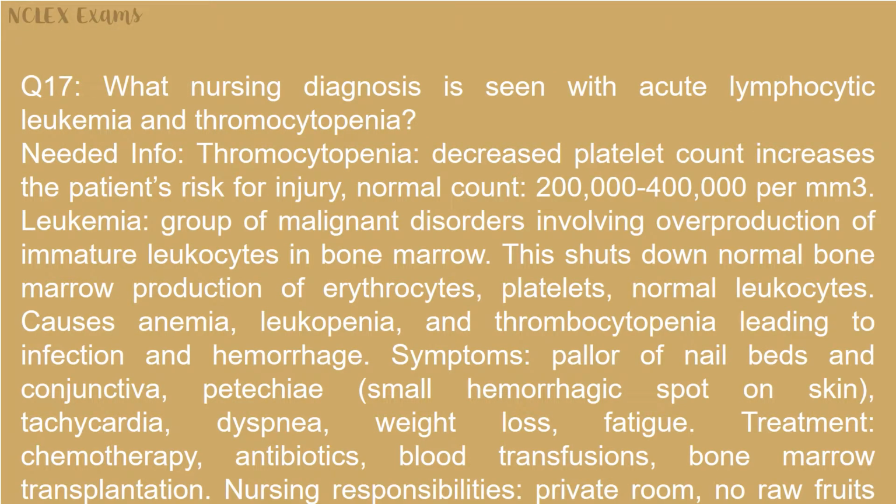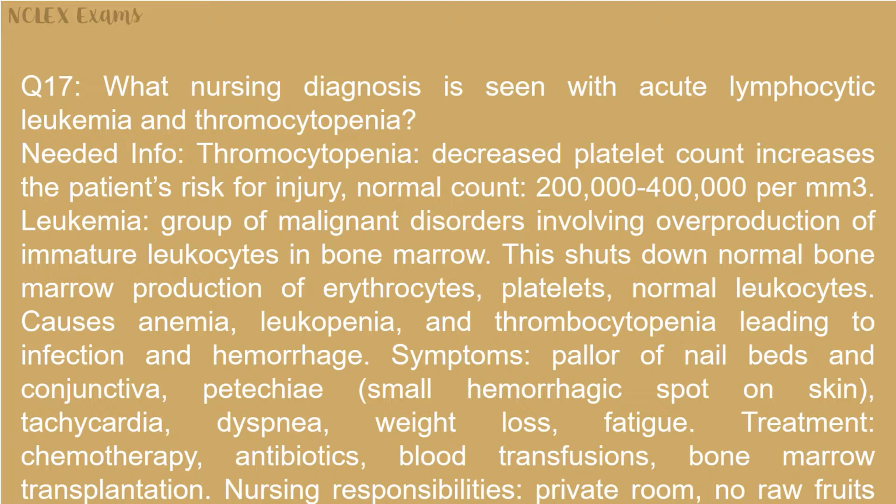Question 17. What nursing diagnosis is seen with acute lymphocytic leukemia and thrombocytopenia? Needed info. Thrombocytopenia, a decreased platelet count, increases the patient's risk for injury. Normal count, 200,000 to 400,000. Leukemia, a group of malignant disorders involving overproduction of immature leukocytes in bone marrow.